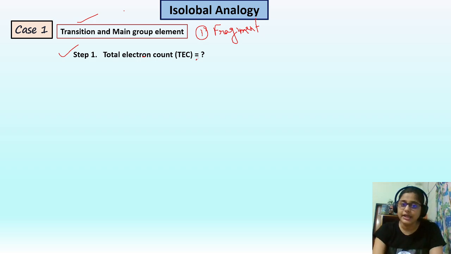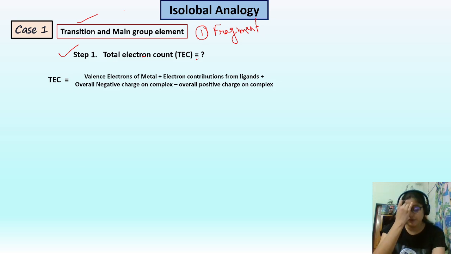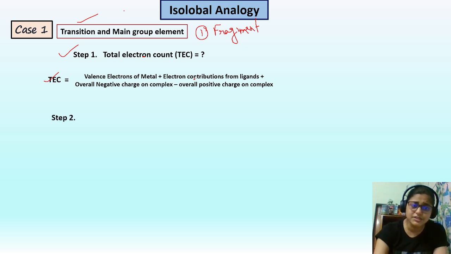If you have watched the 18 electron rule and the basics of organometallic chemistry video, you will know it in a better way. Metal bond counting, how we can do that, that kind of thing is very helpful here. So the total electron count will be the valence electrons of the metal plus the electron contribution from the ligands, and overall negative charge if present on the complex is added, and if a positive charge is given, we just subtract it. Fine.